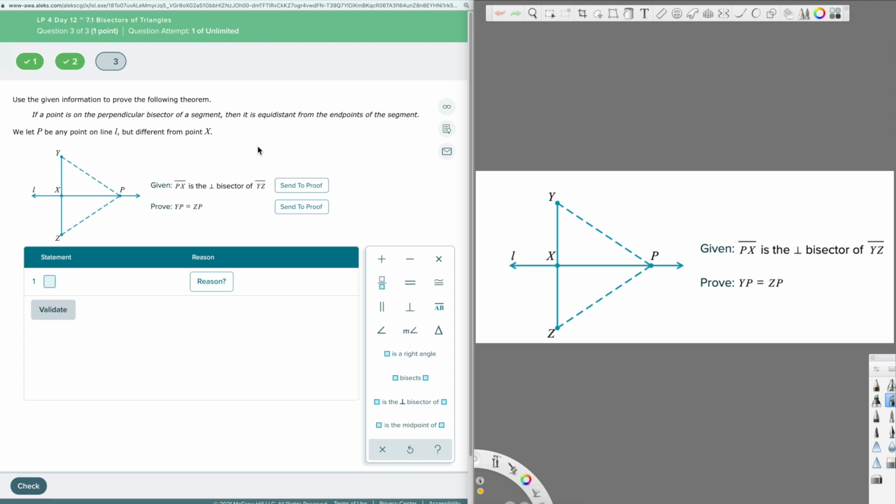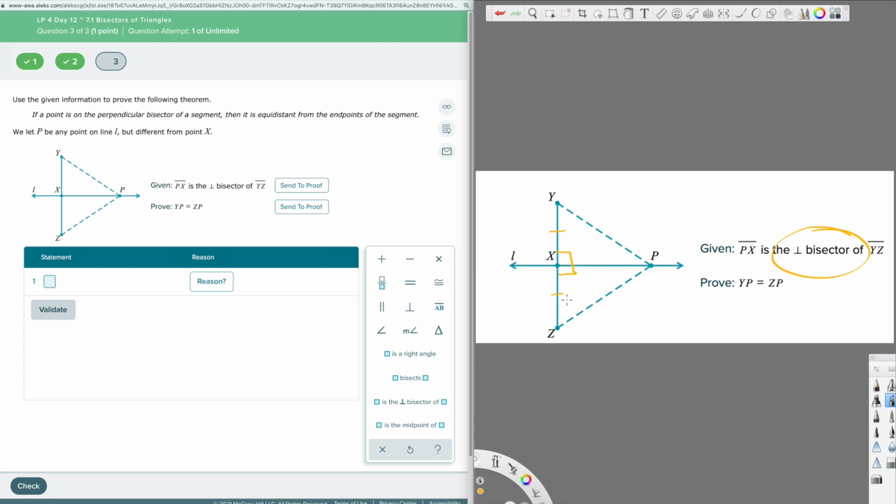What they're giving us is that PX is the perpendicular bisector of YZ. So I'm going to have to define what perpendicular bisector means. It means two things. It means it's perpendicular, so we have two angles equal to each other here. They're both 90 degrees. And then it also means that it's bisecting. I'm going to have to define that. I'm going to have to state these things.